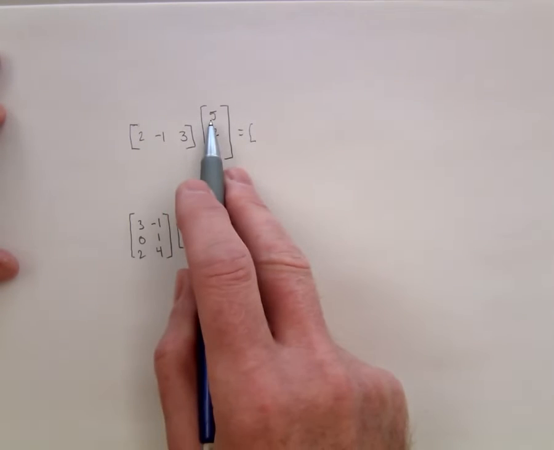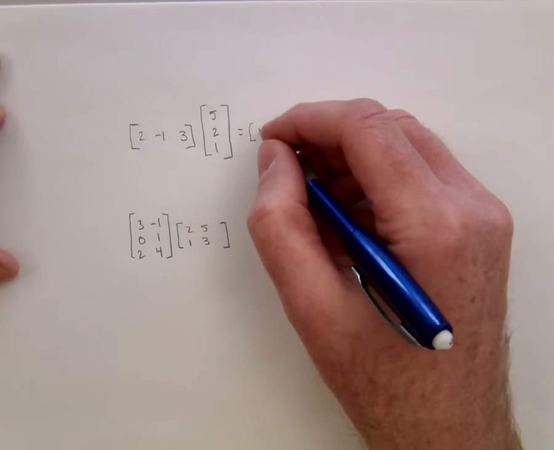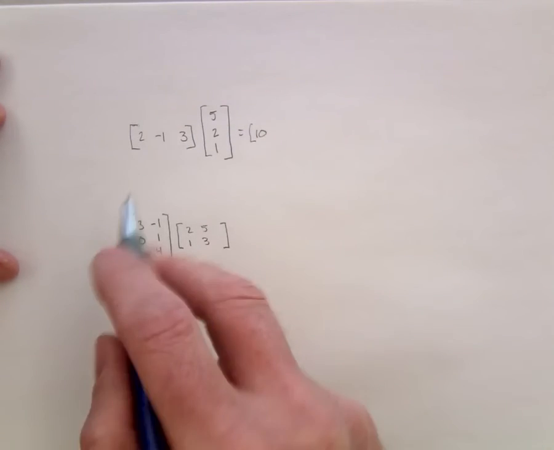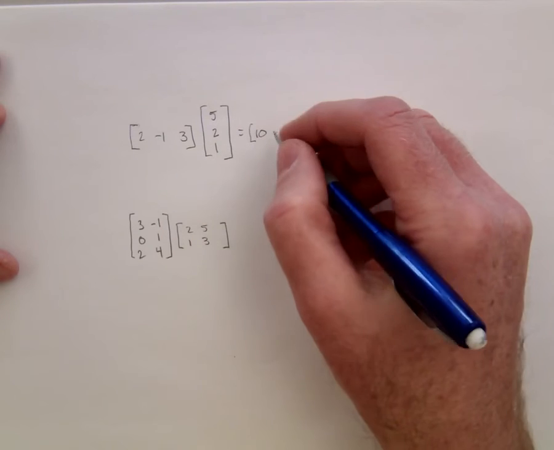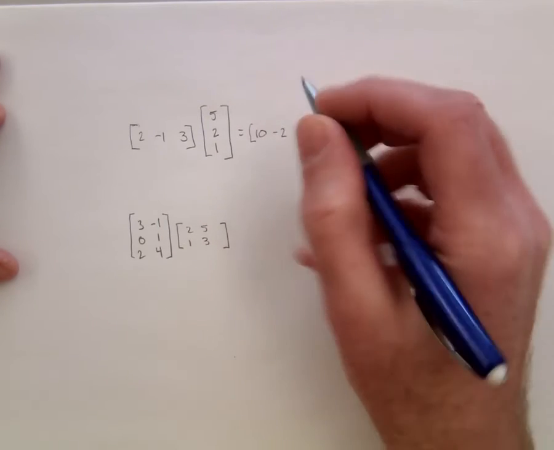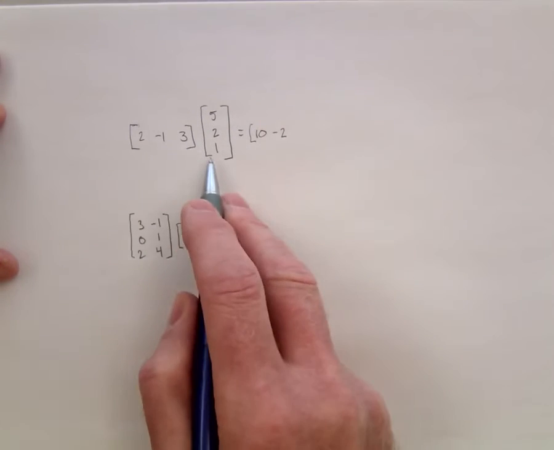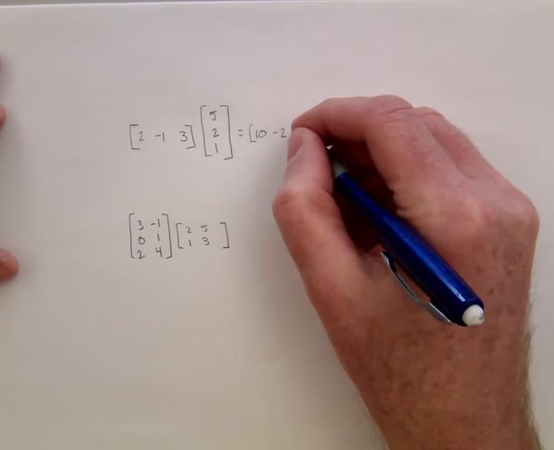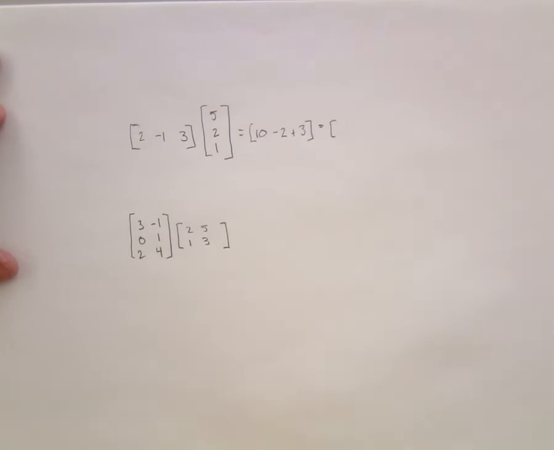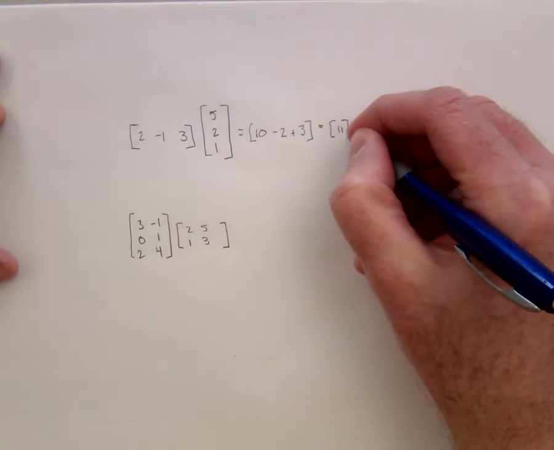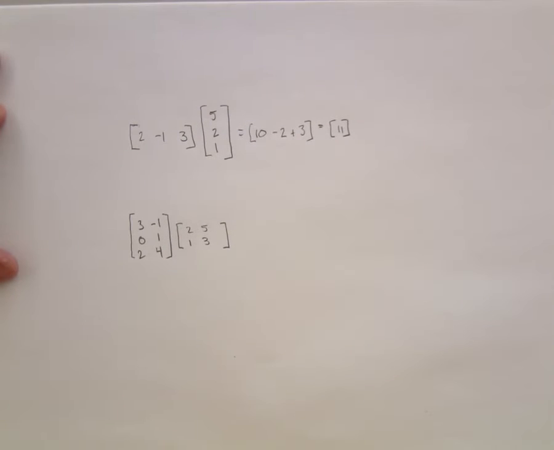So we are going to take the first two and multiply them, so that's 2 times 5 or 10. We're going to take the product of the second two, that's negative 1 and 2, that's negative 2. We're going to take the product of the third entries, 3 times 1 is 3, and we are going to add them up. So we end up with a single value, 10 minus 2 is 8 plus 3 is 11. And that's a 1 by 1 matrix, which is always what you get when you multiply a row by a column.